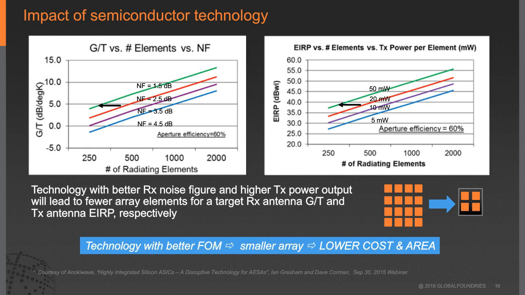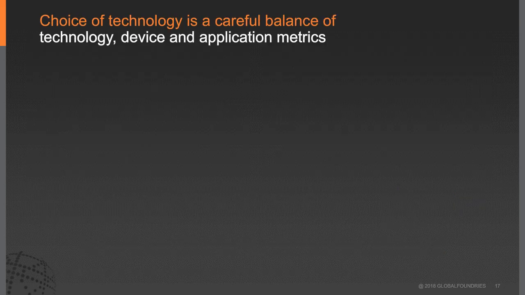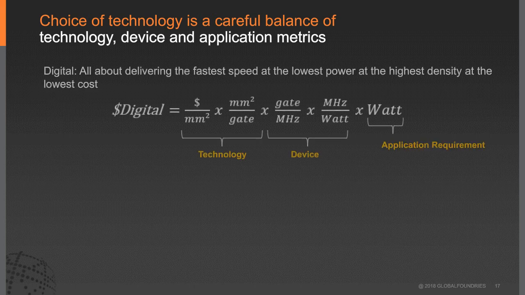This analysis was done courtesy of mmWave, and they have done a similar webinar as well on this analysis. Now moving on to choice of technology, and I'm going to compare digital and RF. The choice of technology is a careful balance of technology, device, and application metrics.